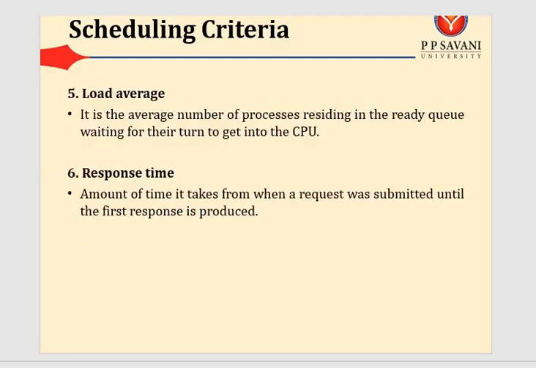Next criteria, that is the load average. It is the average number of processes residing in the ready queue waiting for their turn to get into the CPU. Last criteria, that is the response time. It is the amount of time it takes from when a request was submitted until the first response is produced. So these all are the scheduling criteria. Based on that, we have to decide which algorithm is the best.